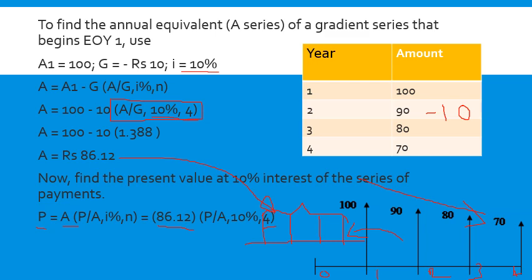There is no change. And from where do I get this P/A, 10, 4? Again open up the discrete factor tables for I equal to 10%. Search for the P/A column there. Under the P/A column, search for N equal to 4. Using that, this is how it appears. What is the value? 3.170. You can see that 3.170. Substitute that value, you will get rupees 273. That is the present worth of this gradient flow of money.